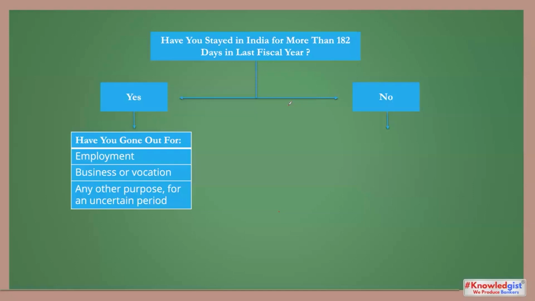If I had gone there for taking up a job, then my period is uncertain. So if the uncertainty clause is there, if you have gone for an uncertain reason, even if you were there in India for 300 days, still you are an NRI. Getting my point?